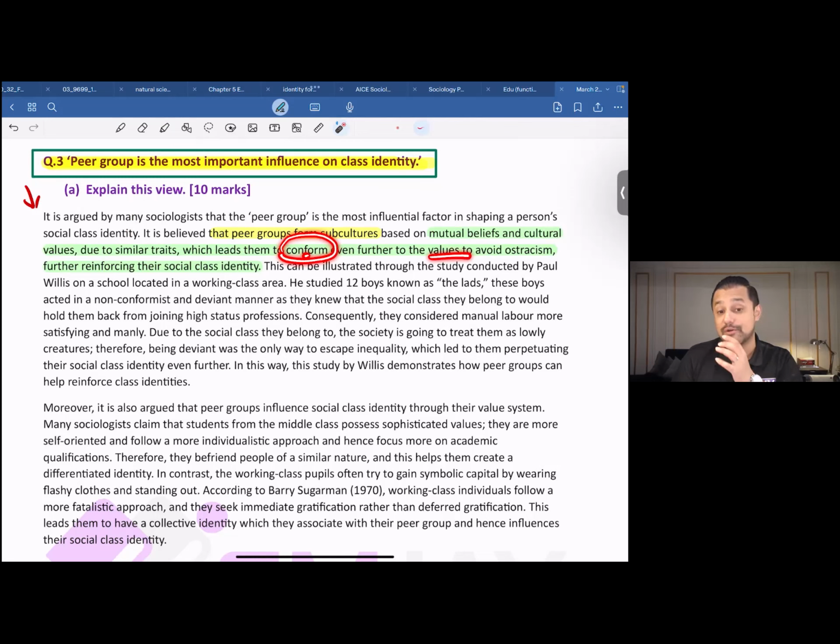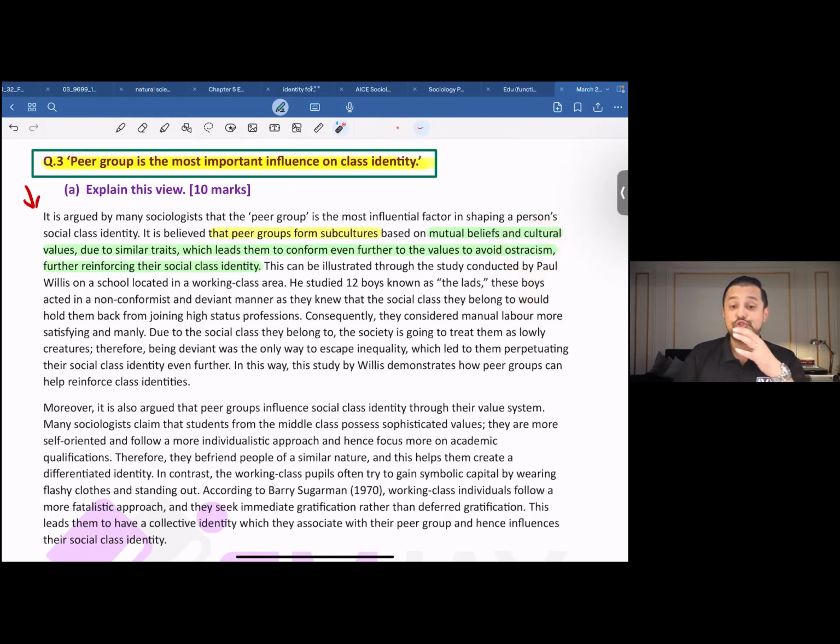Right now you're conforming even more to the values of the society, or let's just say to that particular subcultural group, to avoid ostracism. Now, what does the word ostracism mean over here? Ostracism is when you're alienated, when you're left out, when you are excluded from a particular social group.